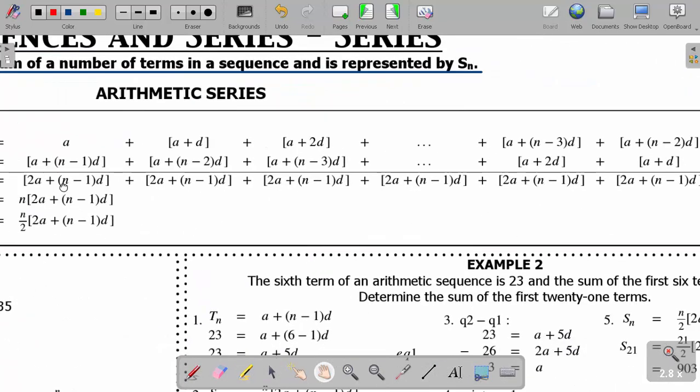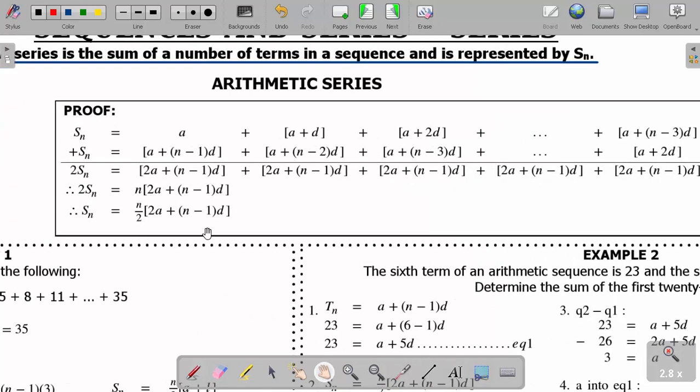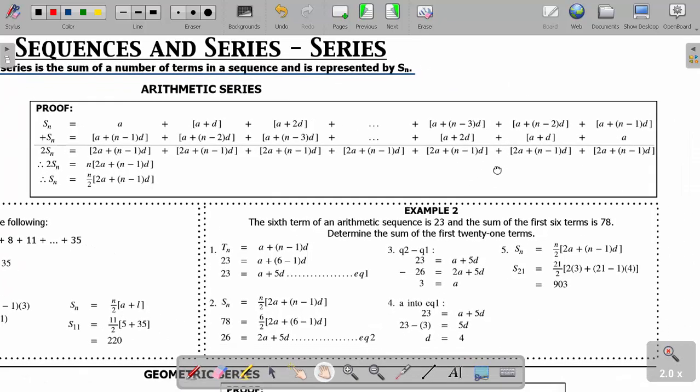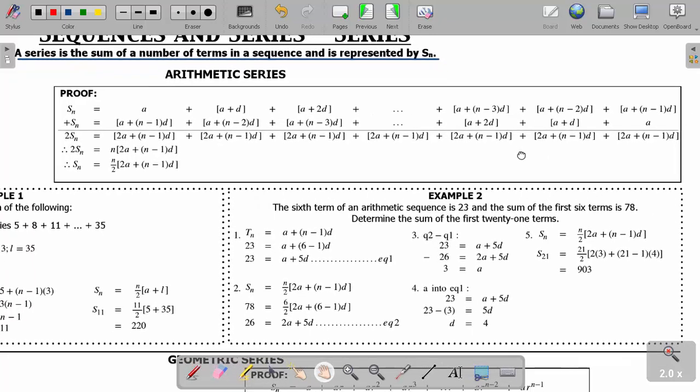Now, arithmetic series has a proof of the sum, which they ask in your test. So, let us check it out. Sn is the sum of the first n terms. So it's going to be a plus d, then a plus 2d, and so on, up to a plus (n minus 3) times d, then a plus (n minus 2) times d, then plus a plus (n minus 1) times d.